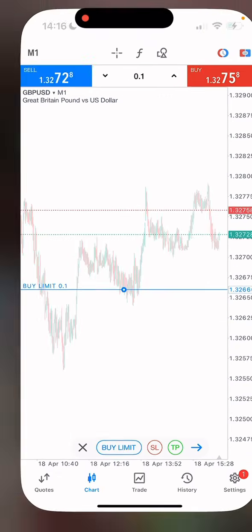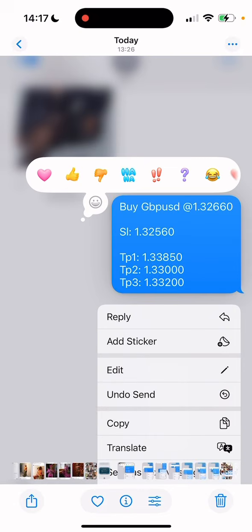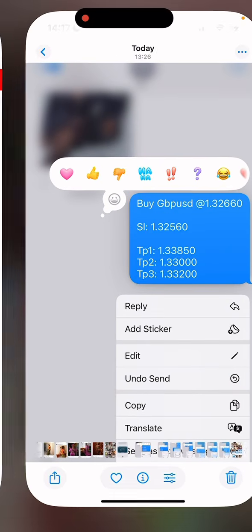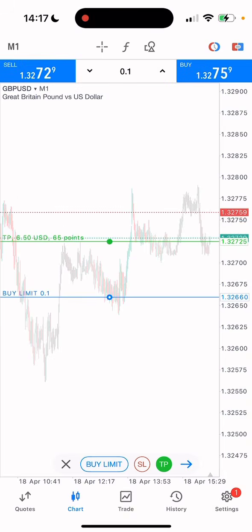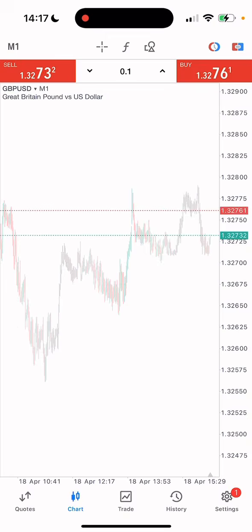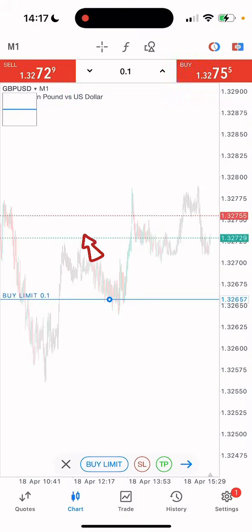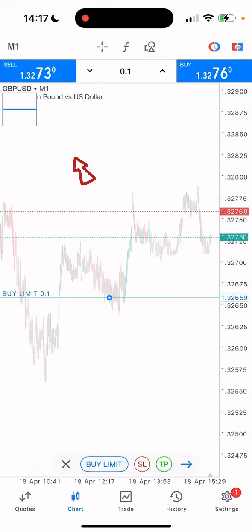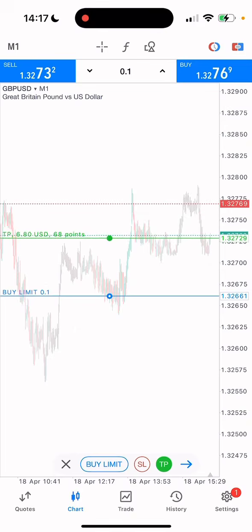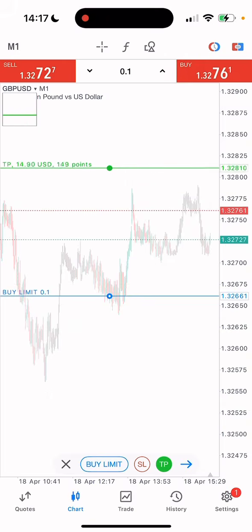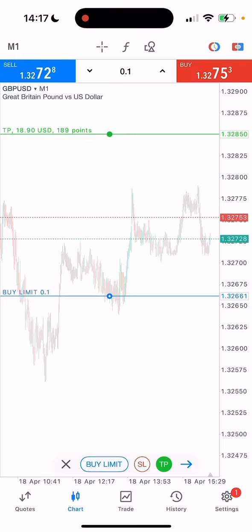Okay. Now we will go back and we will look for the take profit. What is the take profit? 1.3285. 1.32850. Okay, let's do that again. Tap, move to the price, right? Then tap on the TP. Tap on the TP. Then move the TP to the price that it says the TP should be at. Right? That is basically it.